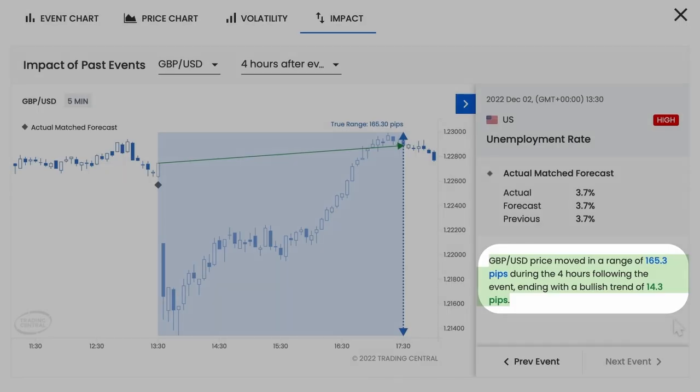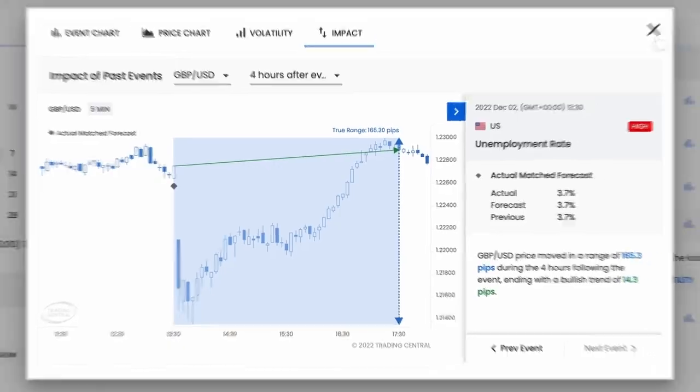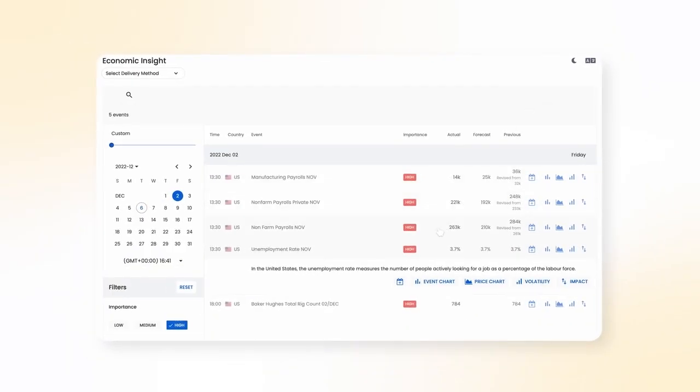Interesting. I'd like to come back to this economic event in the future. So let's go back to the main calendar page and add the event to my personal Gmail calendar. Economic Insight gives me the research I need to easily monitor, anticipate, and act on market-moving events.